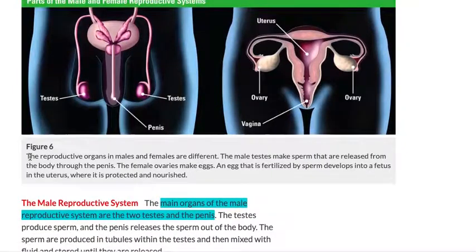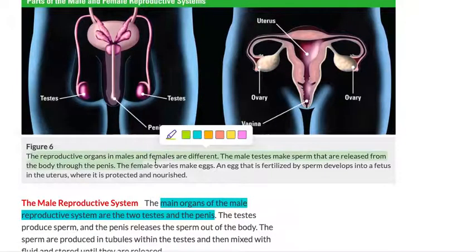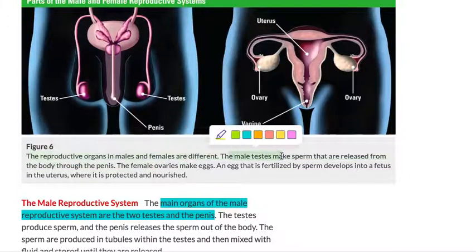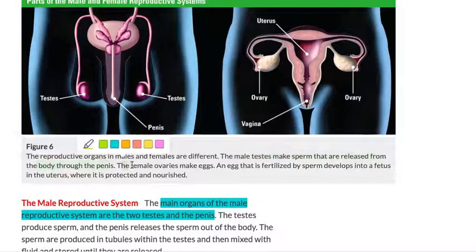And then the note here says the reproductive organs in males and females are different. The male testes make sperm that are released from the body through the penis. The female ovaries make eggs. An egg that is fertilized by sperm develops into a fetus in the uterus where it's protected and nourished. So sperm are created in the testes, eggs are created in the ovary, it's fertilized in the fallopian tube, and it ends up in the uterus where it could develop into a fetus.